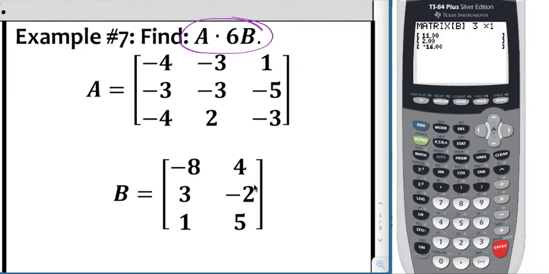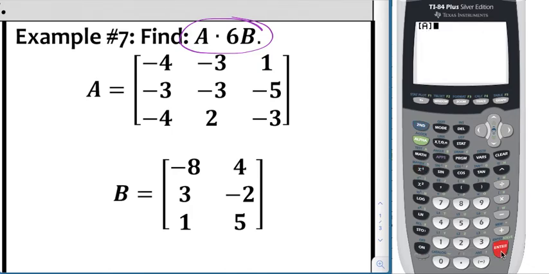All right, B is a 3 by 2. So the 3 can stay. The 2 is going to go here. So we'll get -8. 4. Next row. All right. So now that we have this, we're going to go ahead and close out. I'm going to clear that screen, give us a fresh start. A, 6, B. So we're going to go in and select matrix A.